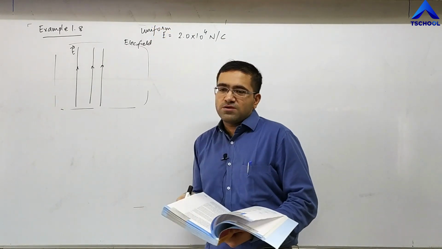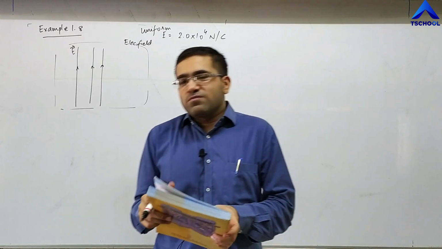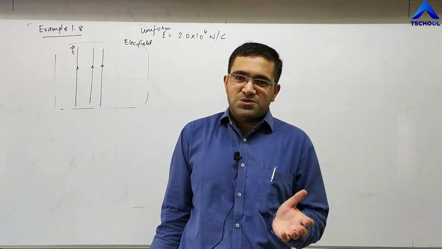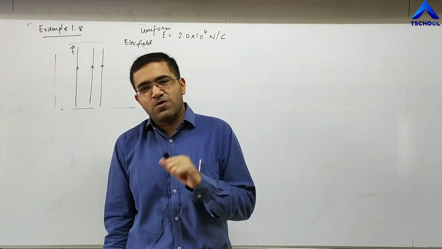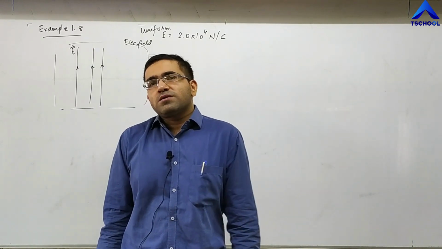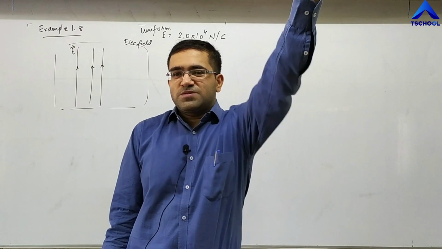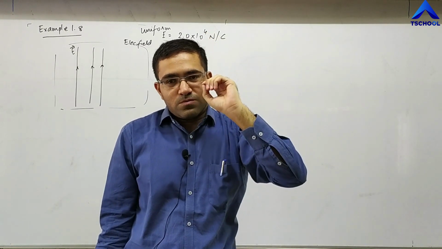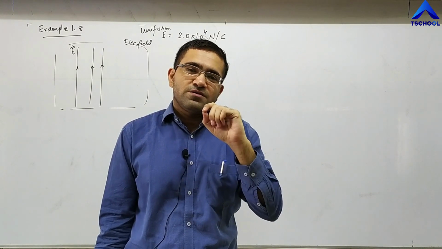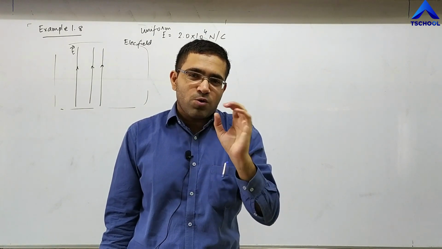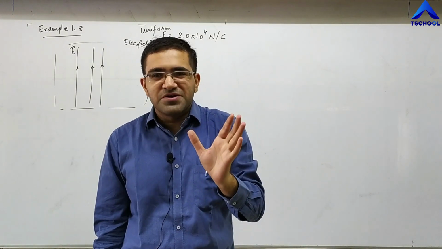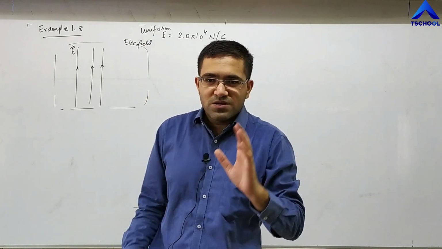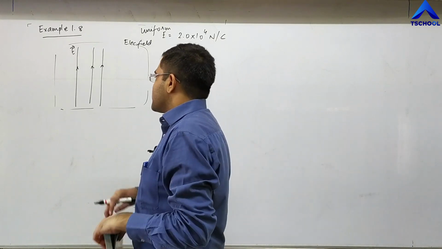What is that? If you remember uniform velocity, it meant that velocity doesn't change with time. That's called uniform velocity. But now, as far as electric fields are concerned, you need to understand that uniform and constant are two different terms. They mean different things. Let me show you what I mean.